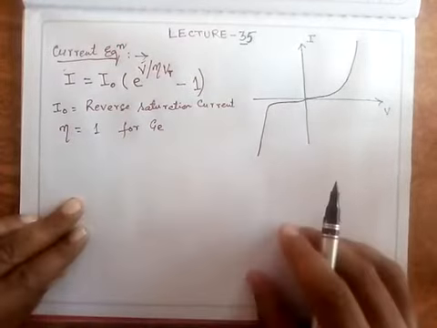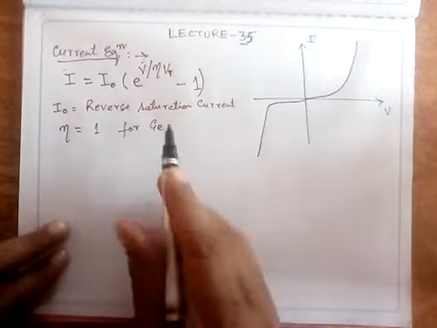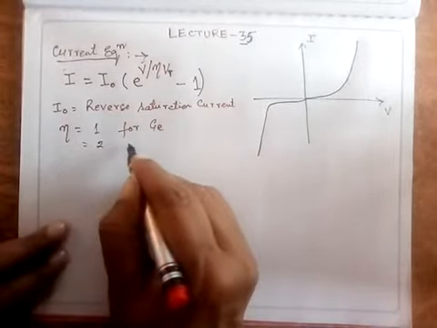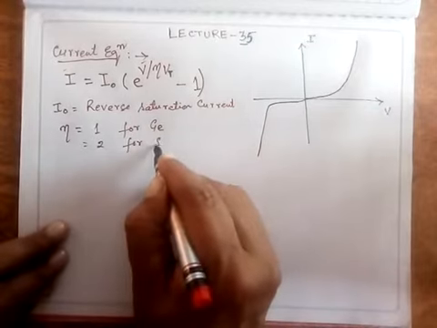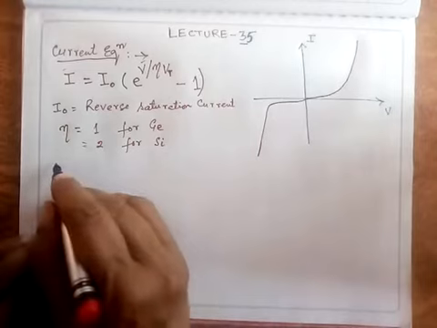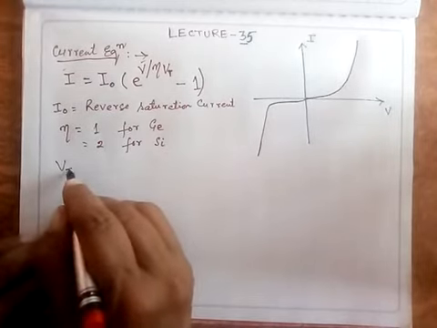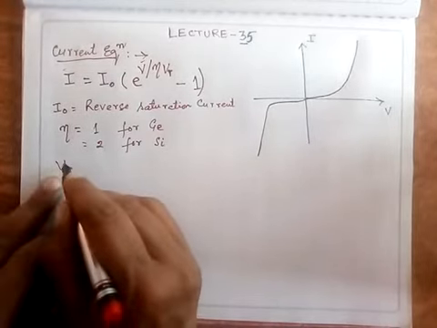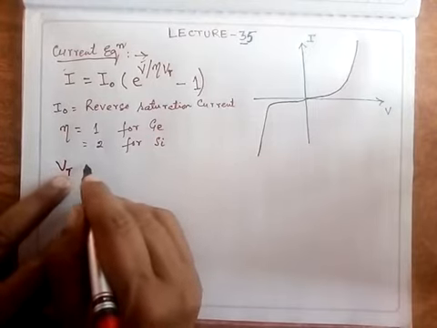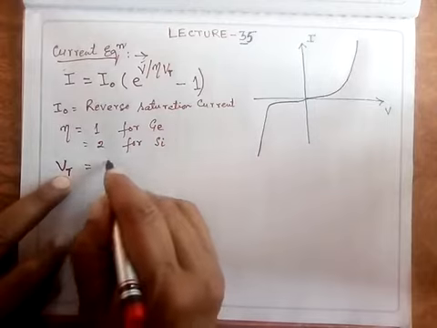If the initial semiconductor that was taken was germanium, then the value of this eta is 1, and it is equal to 2 for silicon. This Vt is called the volt equivalent of temperature. That is, it is a temperature dependent voltage, and that is given by kT upon q.